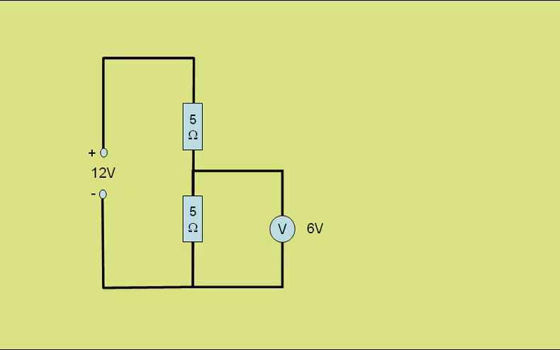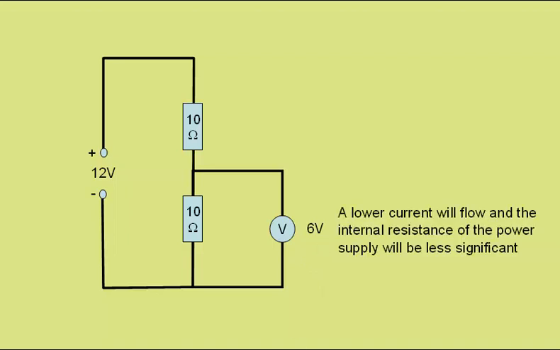If we changed both resistors to resistors of 10 ohms each, the potential difference would still be equally shared between the two, and so this voltmeter would still read 6 volts. But now a lower current will flow in the circuit, and so the internal resistance of the power supply will be less significant.